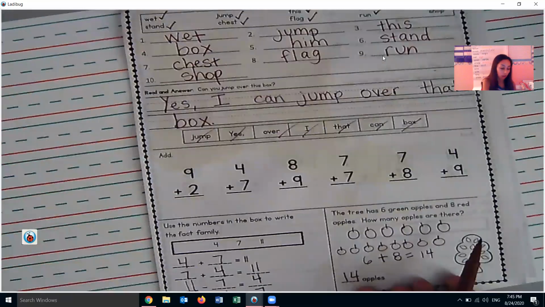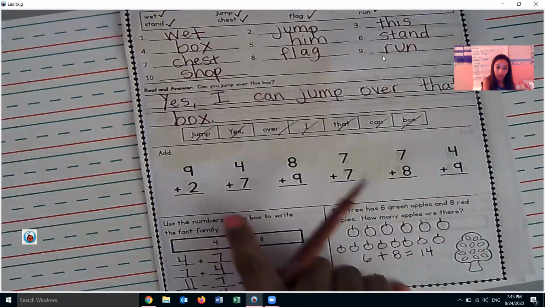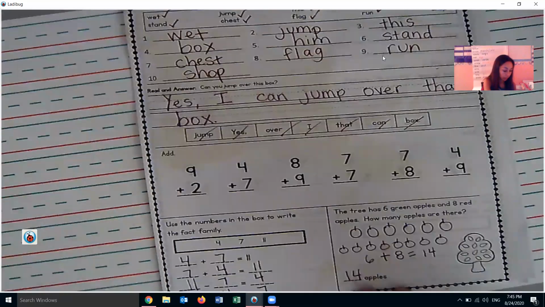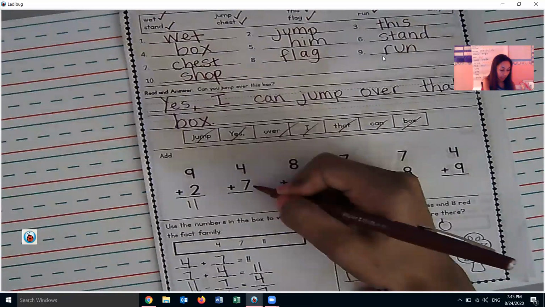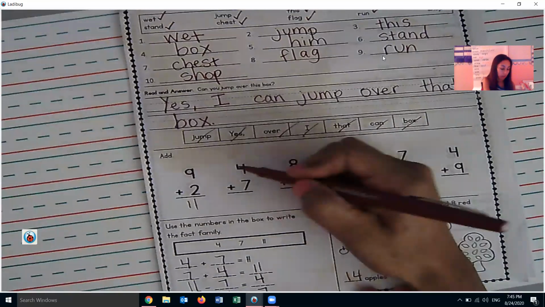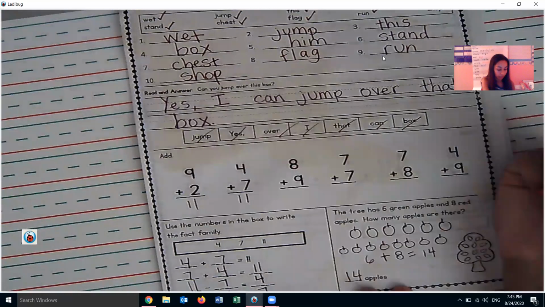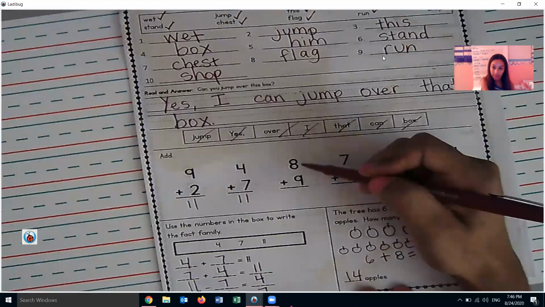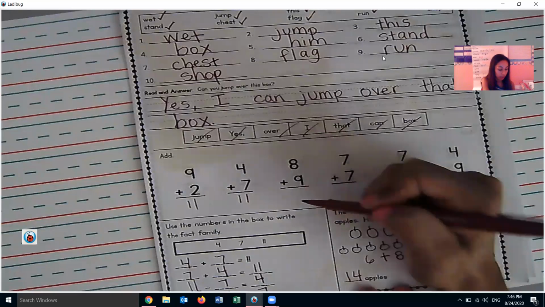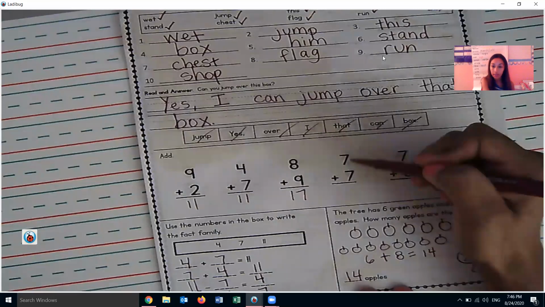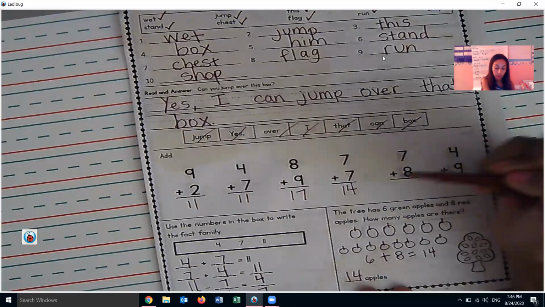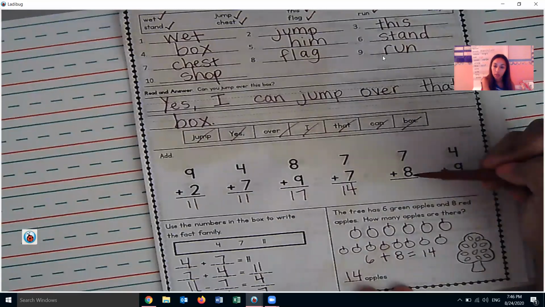The next piece here are our math facts. So we have 9 and 2 more, 9, 10, 11, add 2 more, 7, 8, 9, 10, 11, also 11, but different fact. 8 plus 9, this is a near double, so if I know 8 plus 8 is 16, add 1 more, that's 17. 7 and 7, that's a double, is 14. Here's another near double, 7 plus 7 is 14, plus 1 more gives me 15.